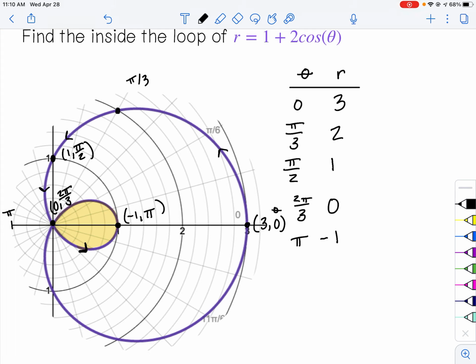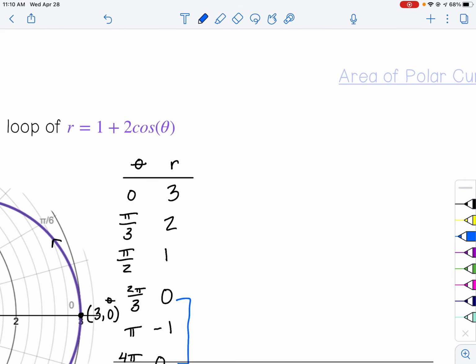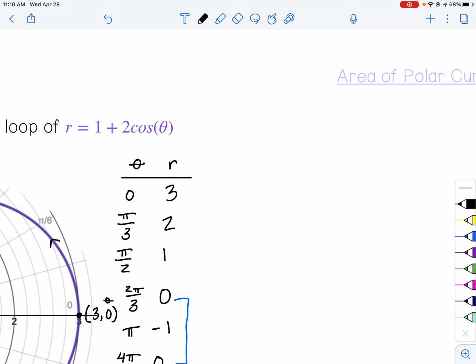And then the next easy one to plug in, the pi over 3 mark down in the third quadrant, is going to be 4 pi over 3. Again, cosine is -1/2, 2 times that is -1, and 1 minus 1 is 0. So we come back around this way and hit the pole again at 0 comma 4 pi over 3. That means the angles we need are 2 pi over 3 and 4 pi over 3. So this is our interval here. We're going to go ahead and find that area.